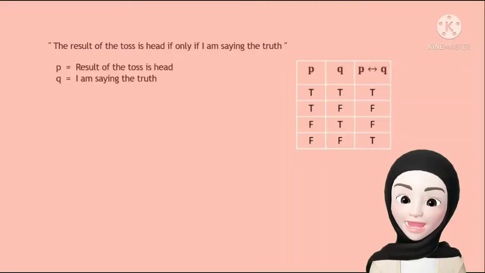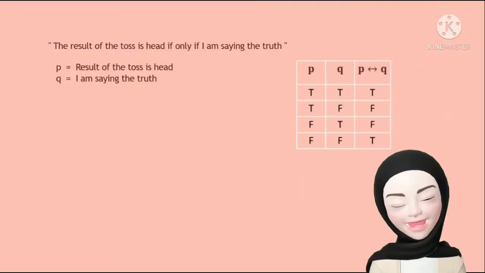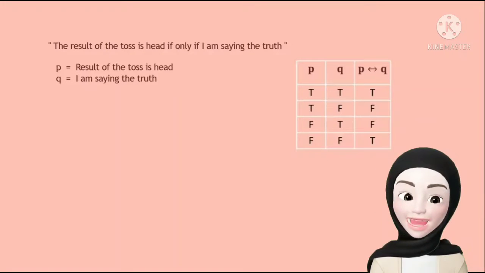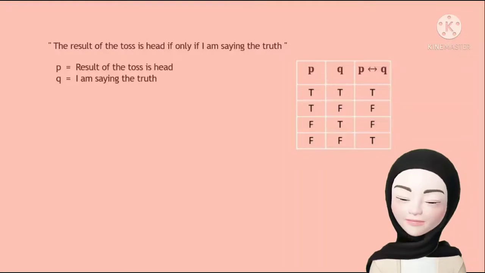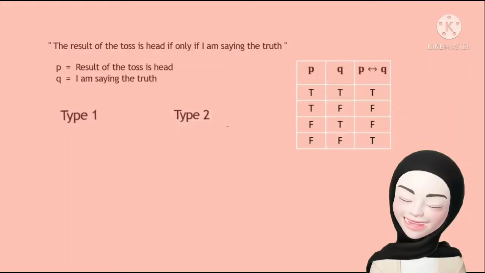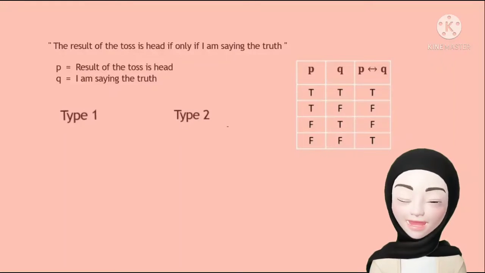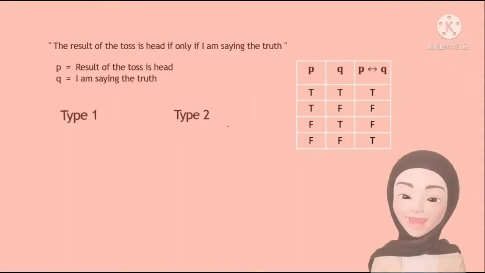Because in the problem we're talking about two types of people, that is type 1 and type 2, we need to consider these two cases separately. The first case is for type 1 people and the second case for type 2 people. We will start by considering type 1 people.